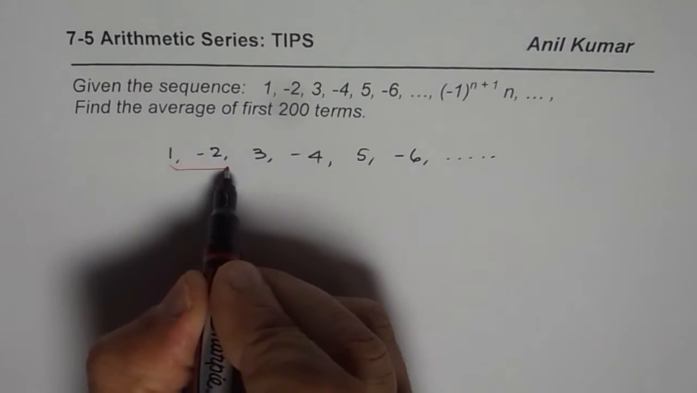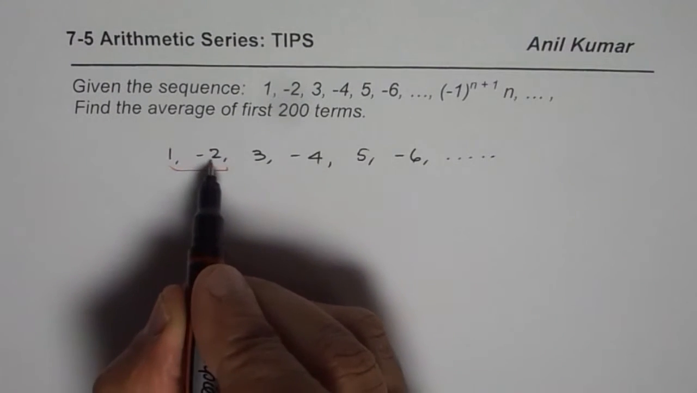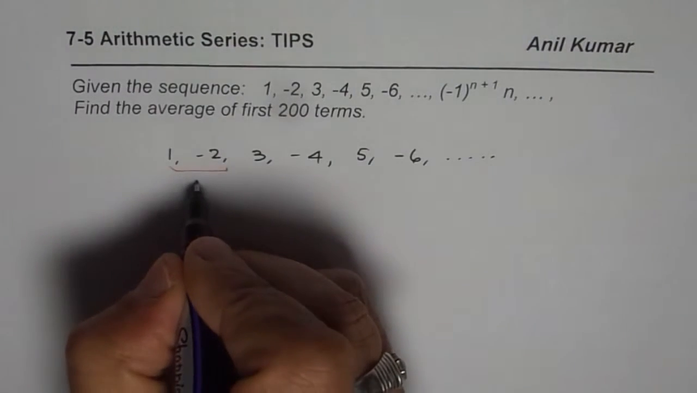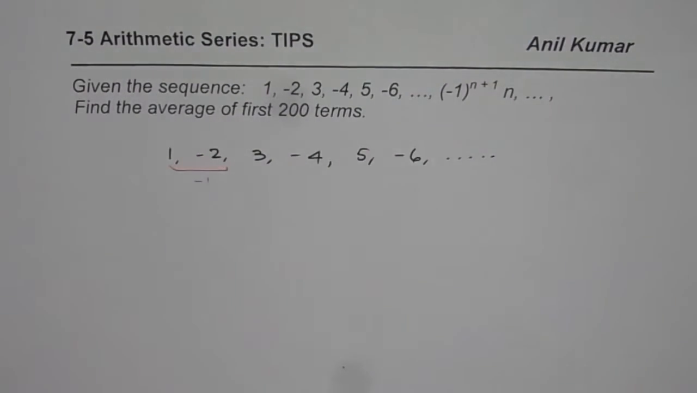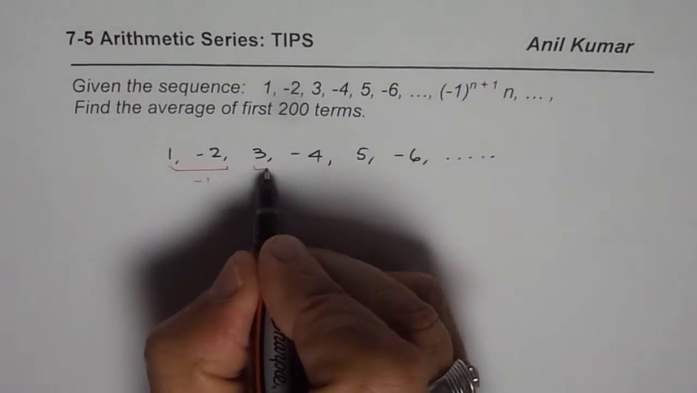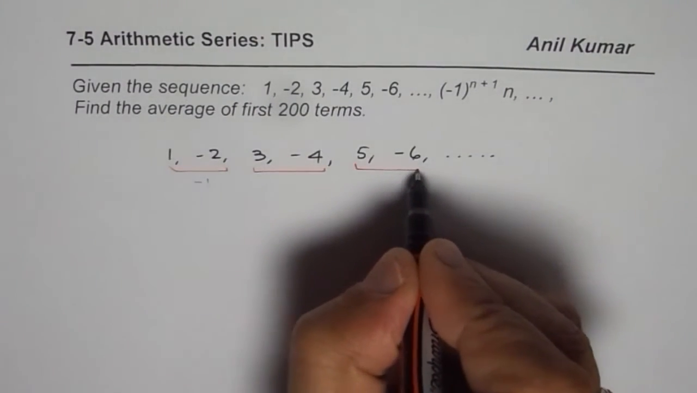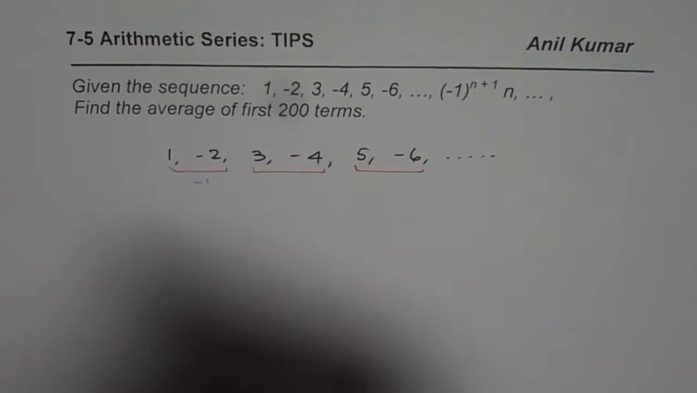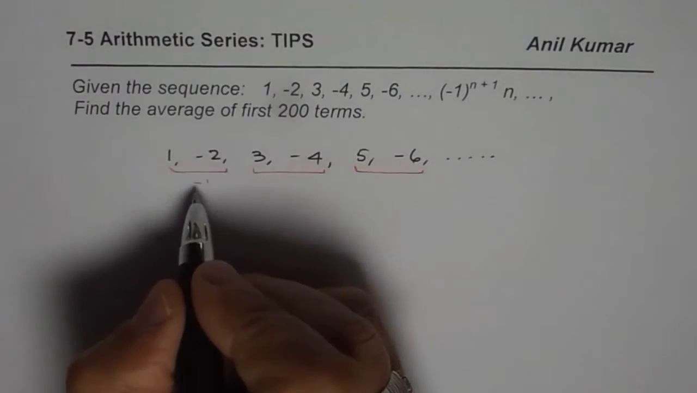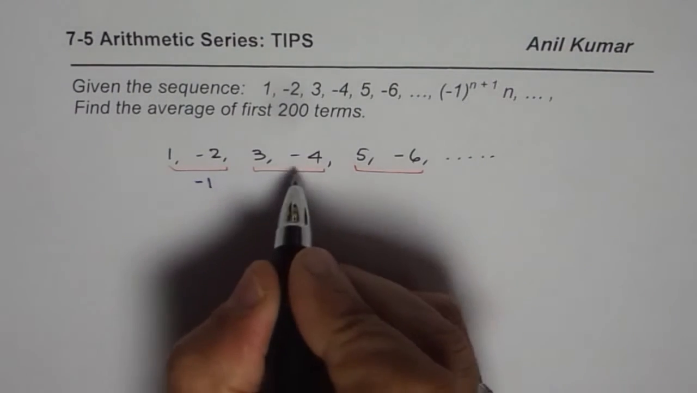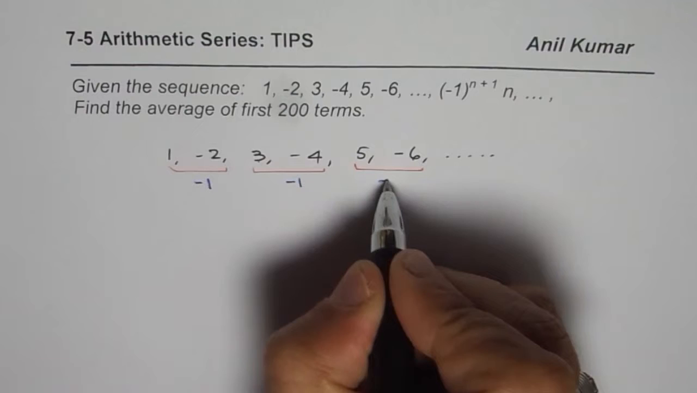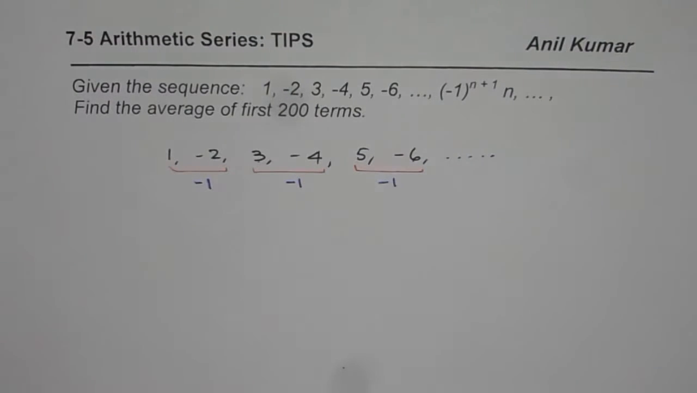So if I take these two terms and find the sum of these two, what do you get? The sum of these two is minus 1, right? So similarly, we'll group them into groups of 2's, right? If I group them in groups of 2's and try to find their sum, then I'll get minus 1. 3 minus 4 is also minus 1. 5 minus 6 is also minus 1, correct?